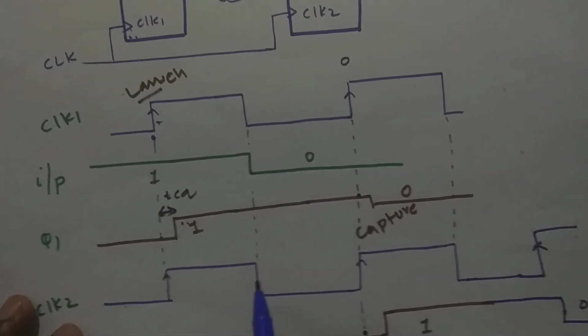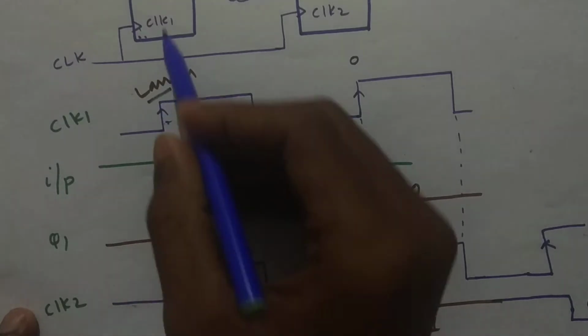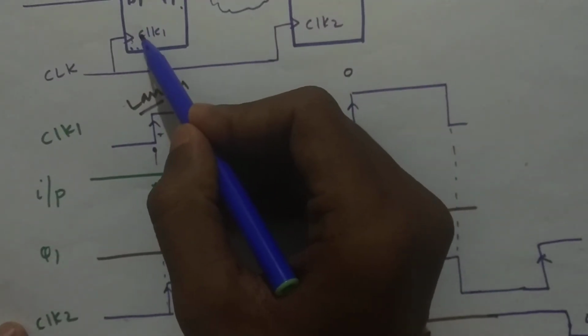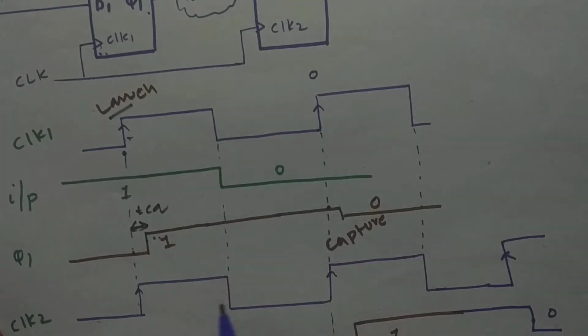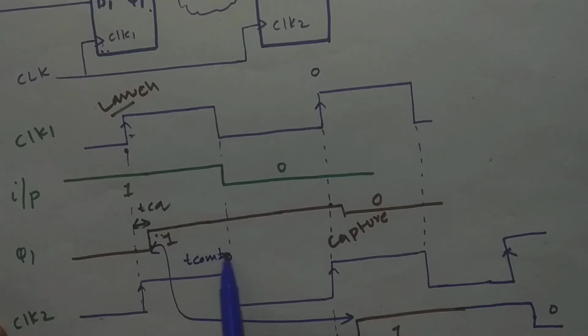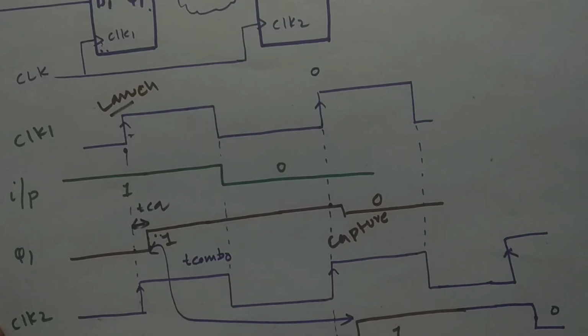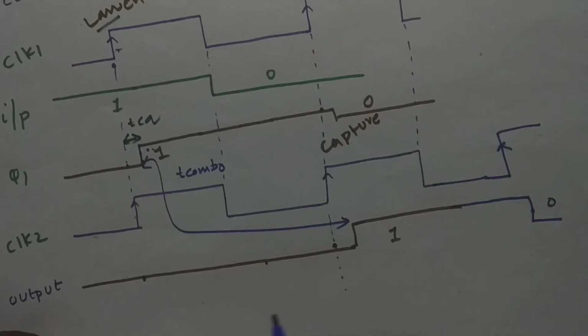This is the TCQ, because we have a certain delay from the clock pin to the Q pin, and after that we have some combinational delay. From this one to this one is called the combinational delay, T combo. This will be useful in our equation. So our equations look something like this.